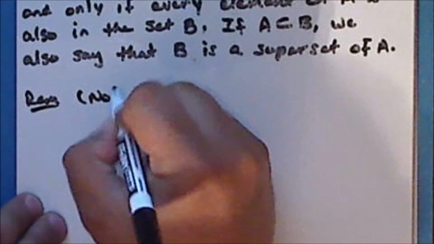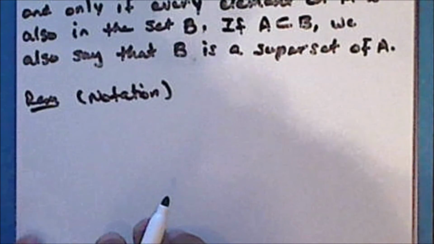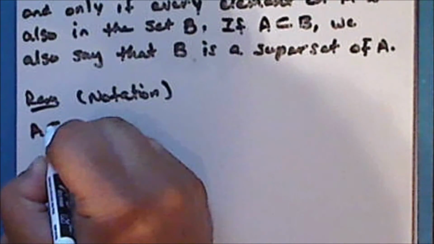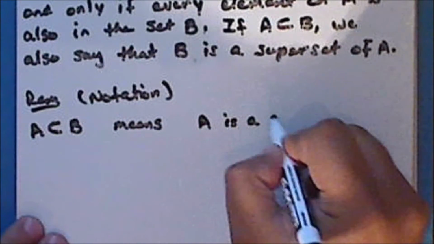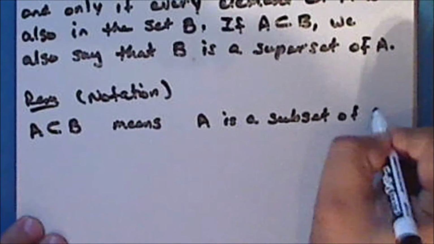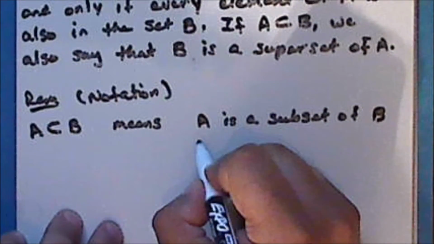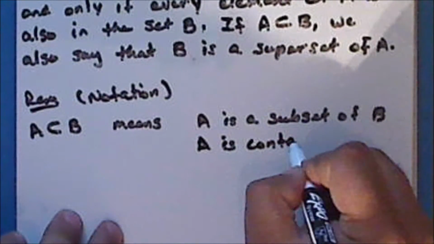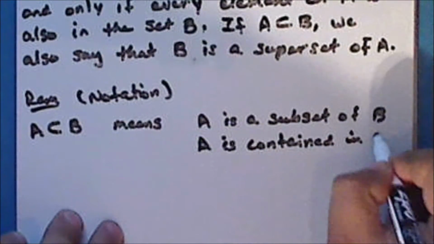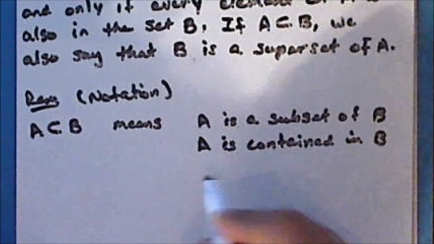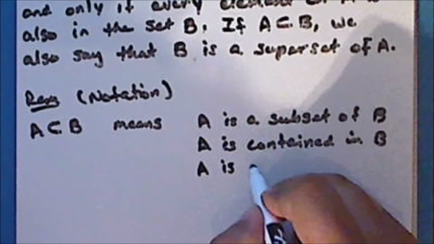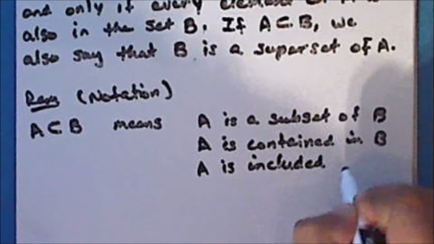So let's look at some notation. This notation means that A is a subset of B. This is also read, A is contained in the set B, which is why the symbol for subset looks something like an elongated letter C. And this is also read A is included in the set B.